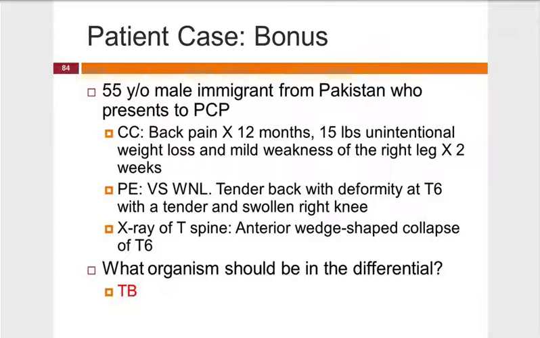So what organism is in your differential? Yeah. And what is this syndrome called? Yeah. So we don't see too much of it here locally, but again, remember where your patients are from. That was, I think, something to.